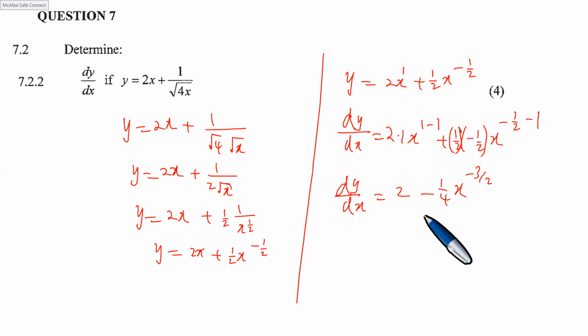This is what we get, but we can write everything with positive indices. It's nicer to write it with positive indices for our dy/dx. It becomes 2 minus 1 over 4x to the 3 over 2. So that is the answer. Right, so at this point, we're able to find the answer, and this is the answer for 4 marks. Next question.